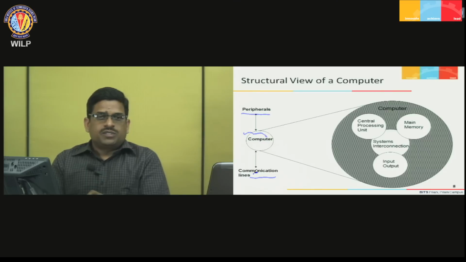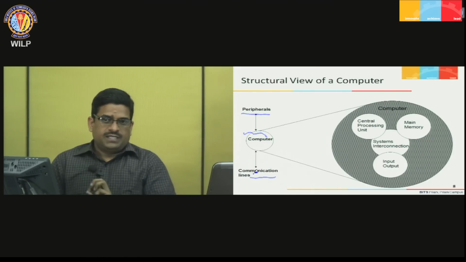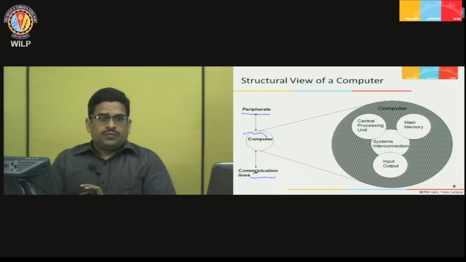And then the most important part, that is called the interconnection structure. How these components are interconnected, because for doing the execution or the processing, the data has to be moved from one component to another component. Say for example, the processor wants to process something, it has to read the data from the memory, and for reading it requires some interconnection structure.